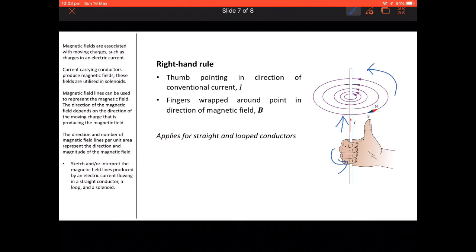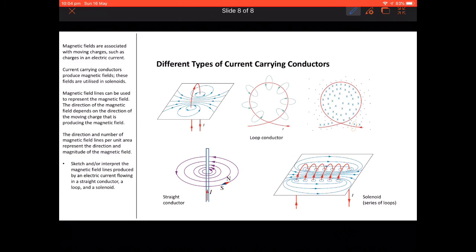With straight conductors, hopefully it's not too complicated to wrap your head around. It's not that complicated for looped conductors either, but with looped conductors it means that all of the current will be pointing in one direction inside the loop, and it will all be pointing in the other direction outside the loop. So we'll have a look at that now. We've got a straight conductor here, a looped conductor here, and a solenoid, which is a series of loops, here. I think the best thing to do might just be to look at these images.